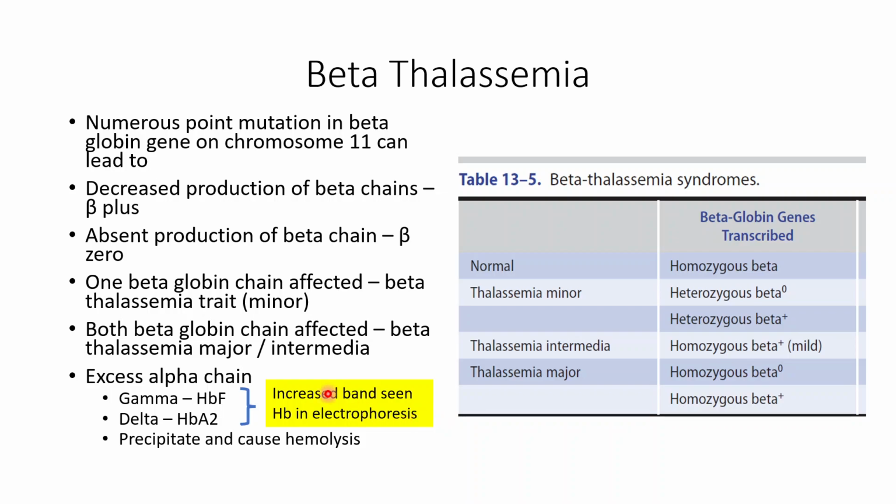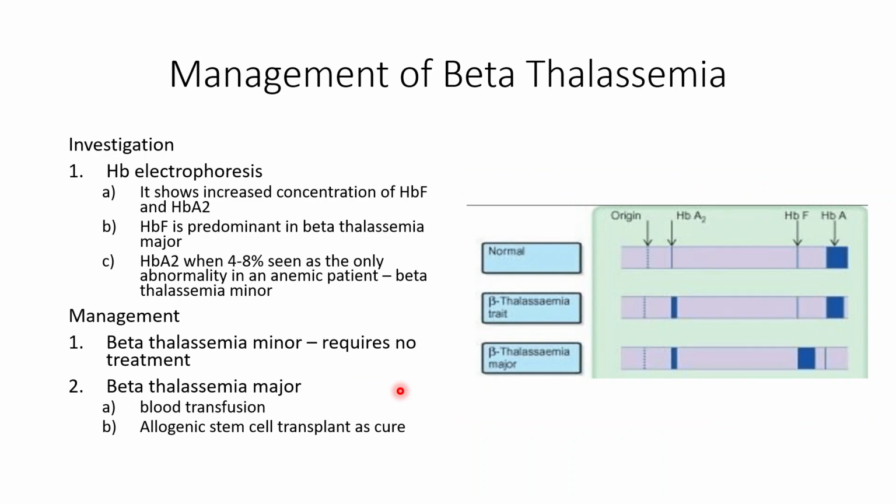Now the other problem is that the alpha chains are still in excess. These excess alpha chains precipitate because they have nothing to bind to. They precipitate inside the RBC and cause hemolysis, breakdown of the RBC, and hemoglobin levels are low, and this results in the clinical features of thalassemia. So coming to the management of thalassemia.